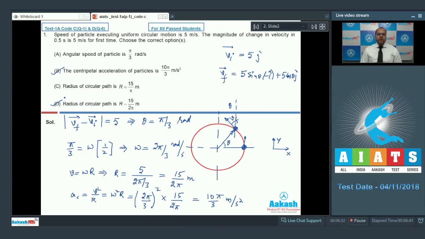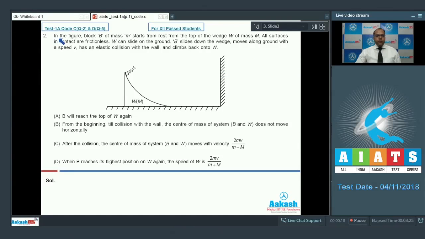Let's move to question number 2. In question number 2, in the figure, block B of mass small m starts from rest from the top of the wedge W of mass capital M. All surfaces in contact are frictionless. W can slide on the ground.